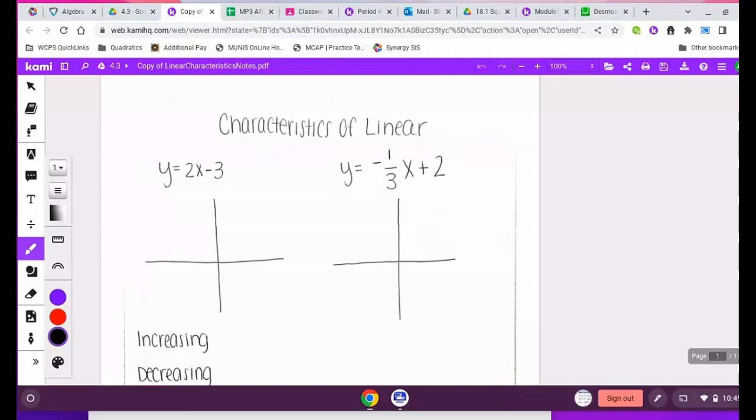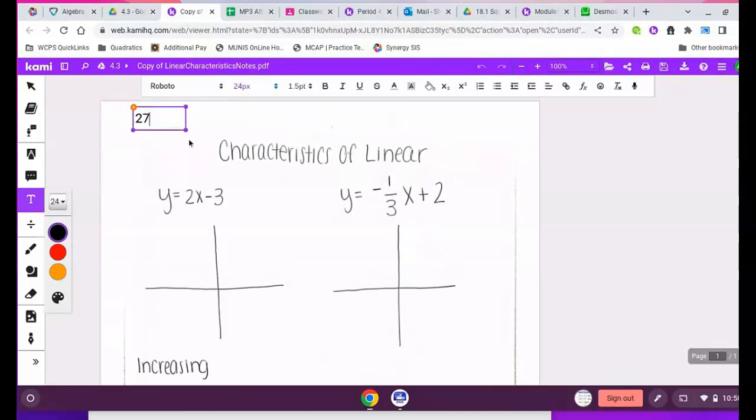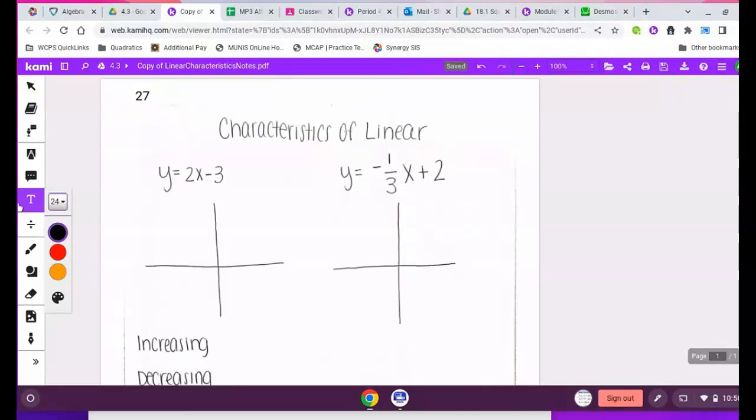So characteristics of linear. What we're going to do is look at these two examples, y equals 2x minus 3 and y equals negative 1/3 x plus 2. We're going to do a little bit of a review of graphing these first.